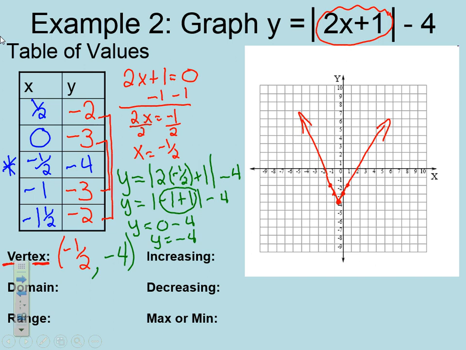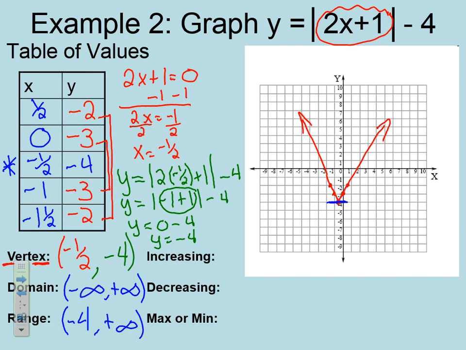Our domain, ladies and gentlemen, is not changing. We're still going out in both directions. So we're still going to go from negative infinity to positive infinity. Our range, though, is going to change a little bit. Because if we look here, this is where I'm starting now. I don't go anywhere lower than that. So I'm going to start at negative 4. And then I'm going to go all the way to positive infinity.